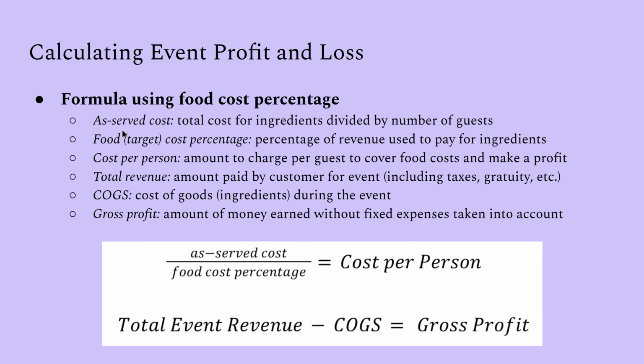This is what it's costing us to make each dish, divided by the food or target cost percentage, and that's going to give us our cost per person. This is what we are going to charge to the guest to cover the food and costs and make a profit. Total revenue, again, is how much the customer paid. This does include taxes and gratuity, anything that the event space and the clientele are in agreement with, minus the cost of goods or the ingredients used during the event. And that's going to give you the gross profit of the money earned without fixed expenses taken into account.